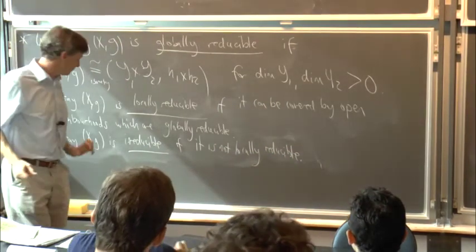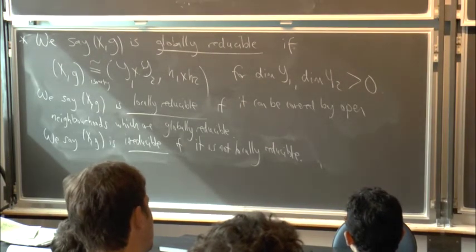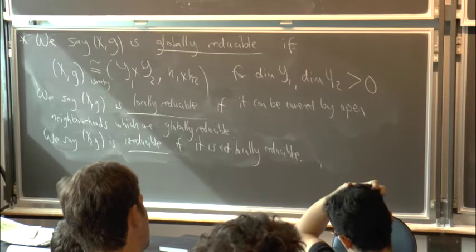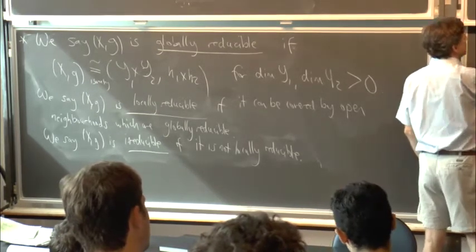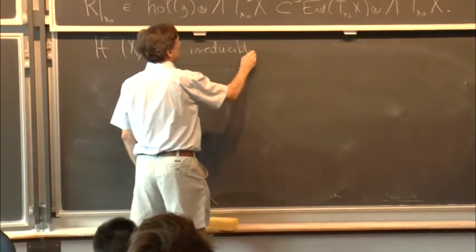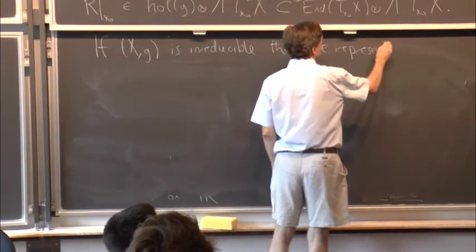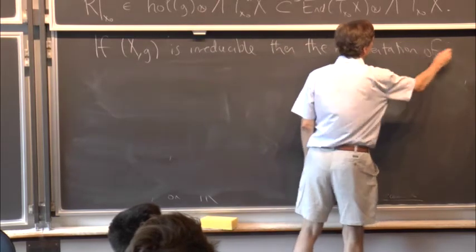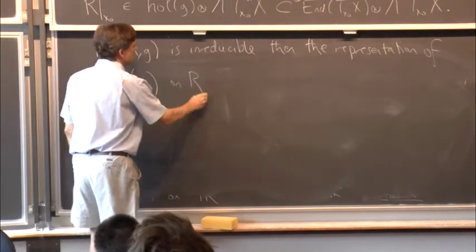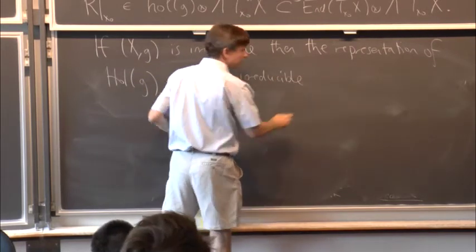Okay, so this buys us something. If we're assuming the manifold is not locally reducible, so if (X, g) is irreducible, then the representation of Hol(g) on R^n is irreducible. Okay, so that's a slightly non-trivial fact.